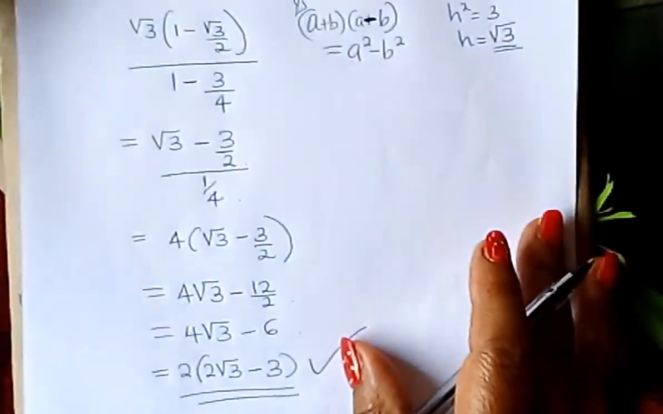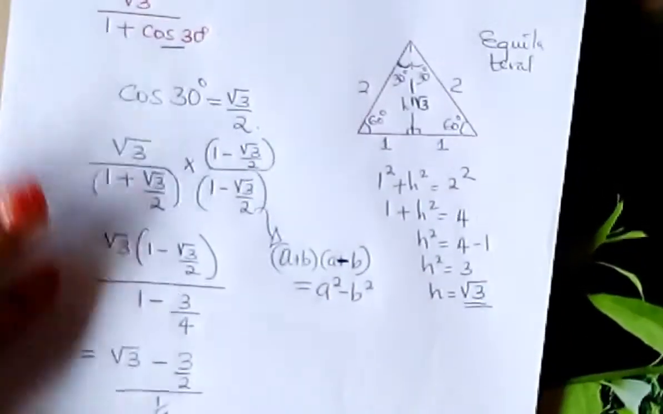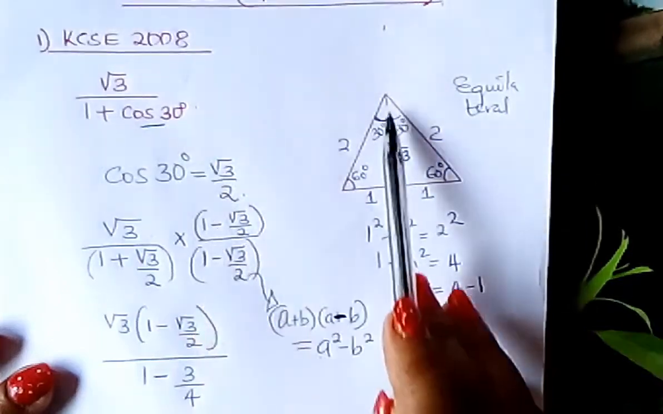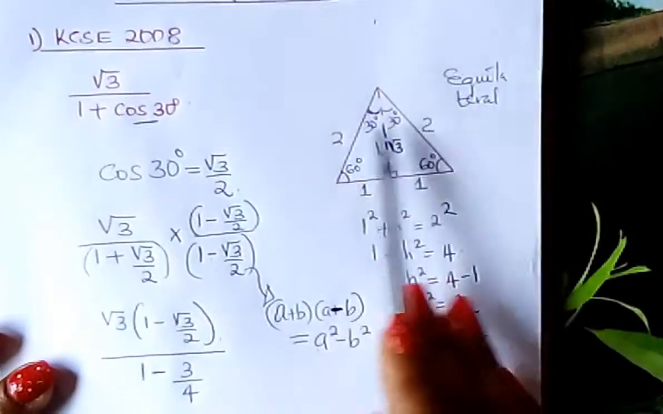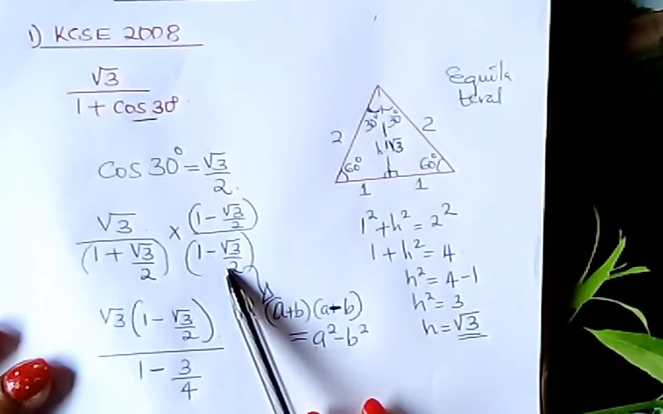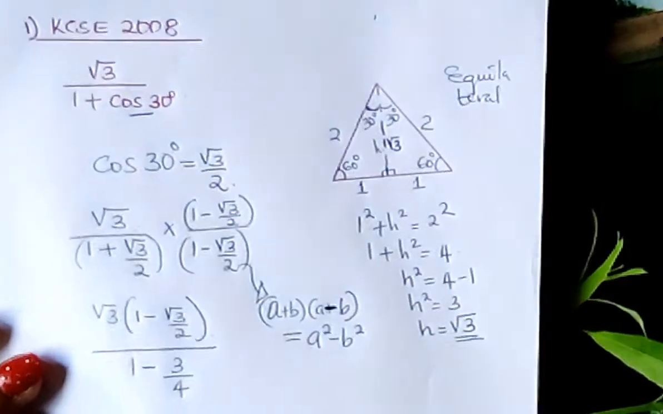So learner, go and practice. Look at that. To get this trigonometric ratio of 30, you have to draw this equilateral triangle of side 2, 2, 2 to get it, and then you fix it there, you multiply with the conjugate, and then you simplify.